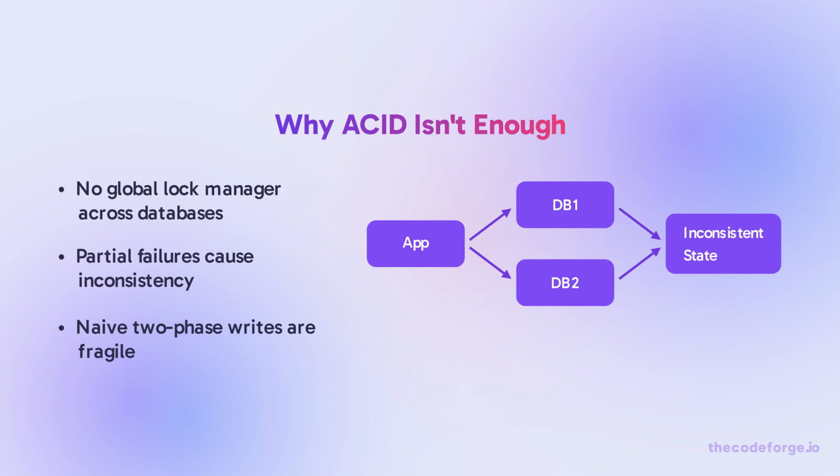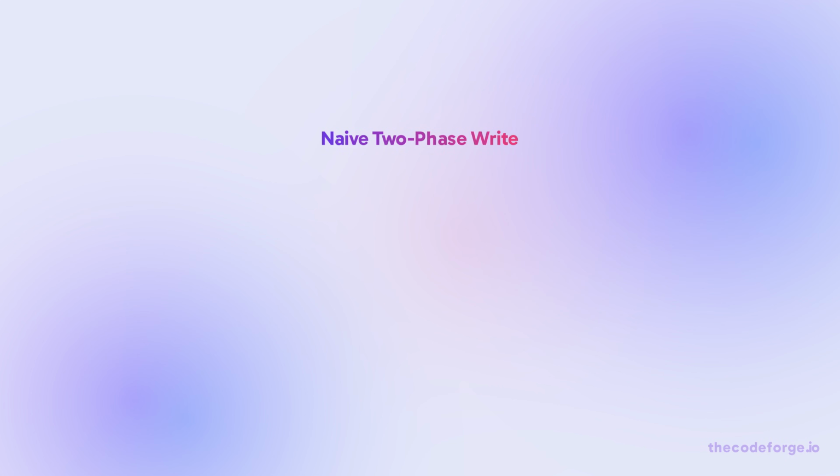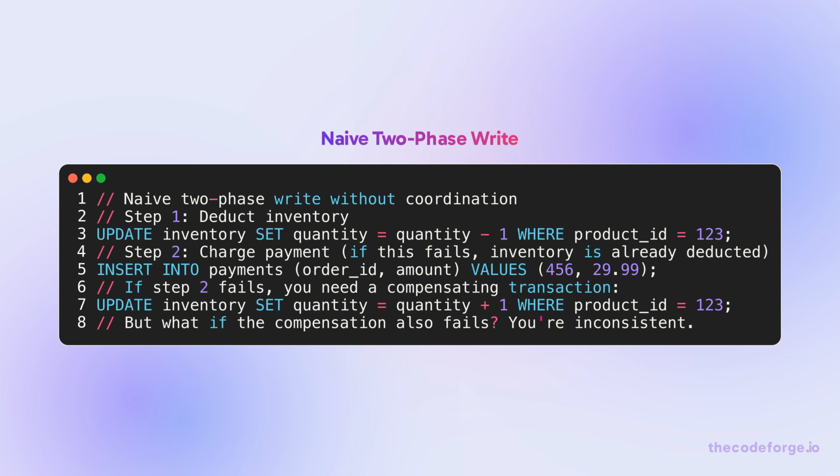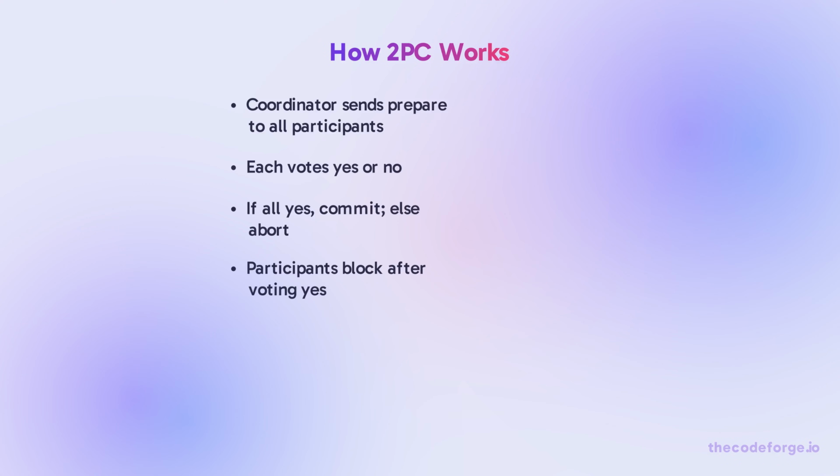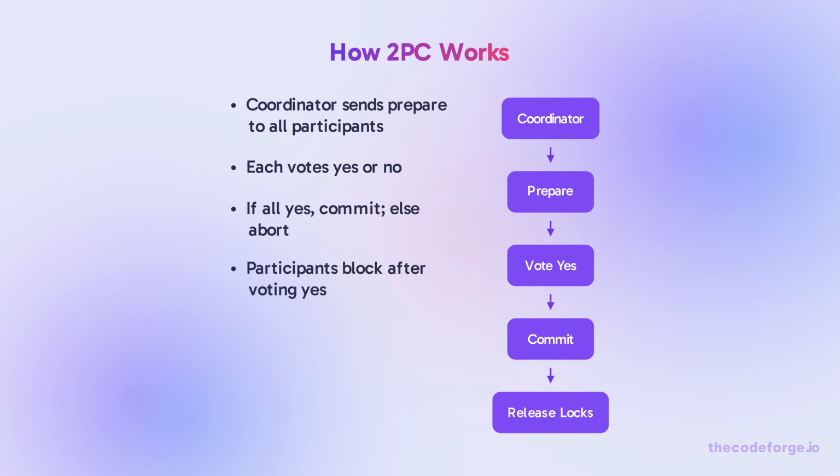ACID transactions work inside a single database, but across databases, there's no shared lock manager. Without coordination, you get partial failures: inventory deducted but payment not charged. Here's a naive approach. Deduct inventory, then charge payment. If the second step fails, you need a compensating transaction. But what if that also fails? You're left inconsistent. 2PC has two phases, prepare and commit.